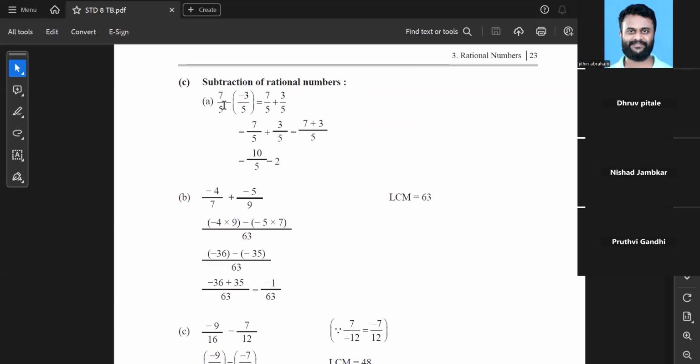Now, regarding subtraction, again it's the same story, just like normal fraction subtraction. You just have to make sure that the denominators are the same, then combine the signs and simply solve.